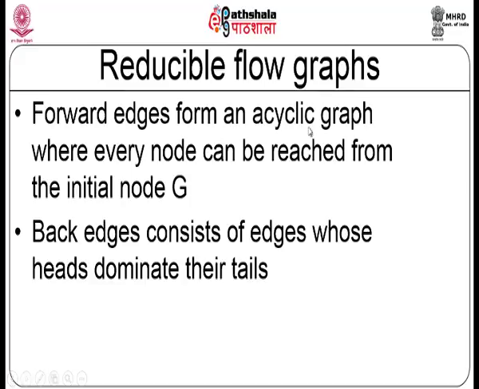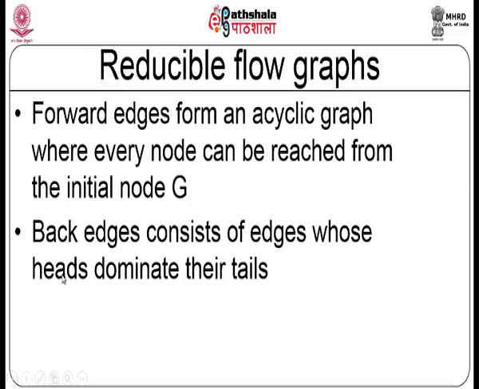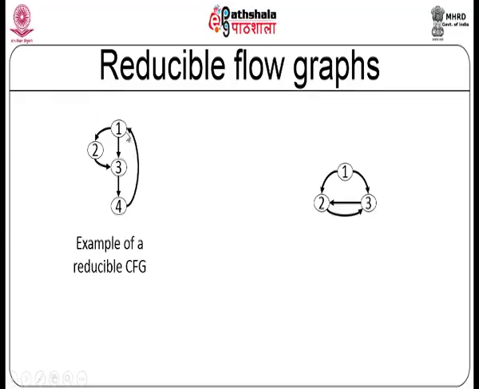Forward edges form an acyclic graph. So here, if I cut this back edge, 1, 3, 4 will form an acyclic graph. The next property is that the back edges consist of edges whose heads dominate their tails. So here this is the back edge: 1 is dominated by 3, 3 dominates 4, and so on. Therefore this is a reducible flow graph, whereas here it is an irreducible flow graph.